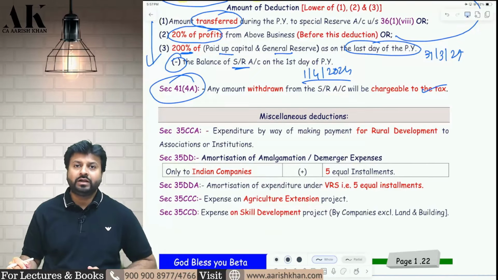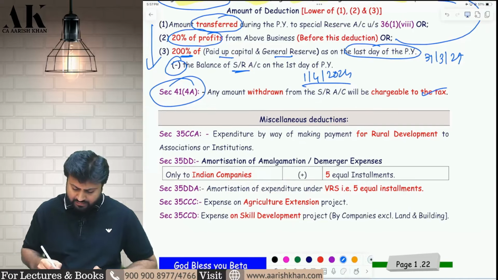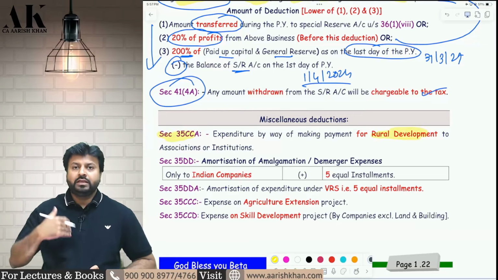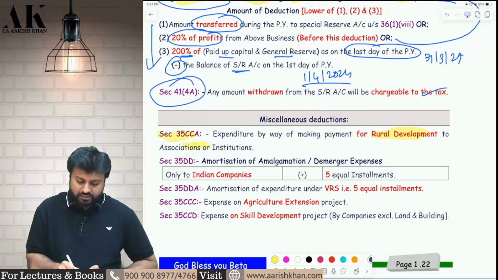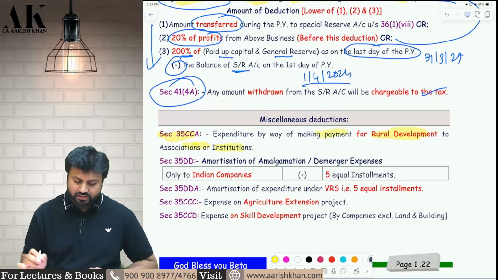After this we are going to go ahead with the general deduction under section 37(1). Now small deductions are there. 35CCA: if you incur some expenses for rural development, so if you are making payment to any institution or association who are engaged in rural development, who are helping rural people, etc., then you will get deduction over here.